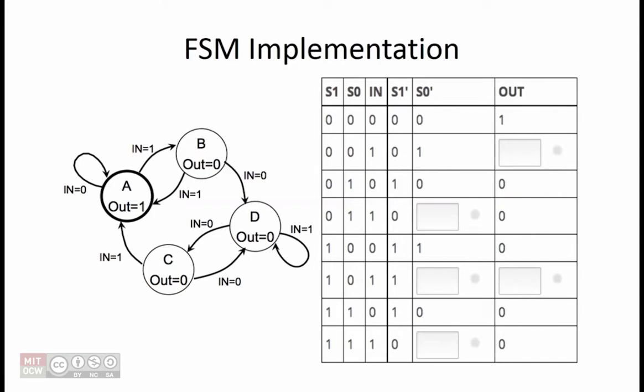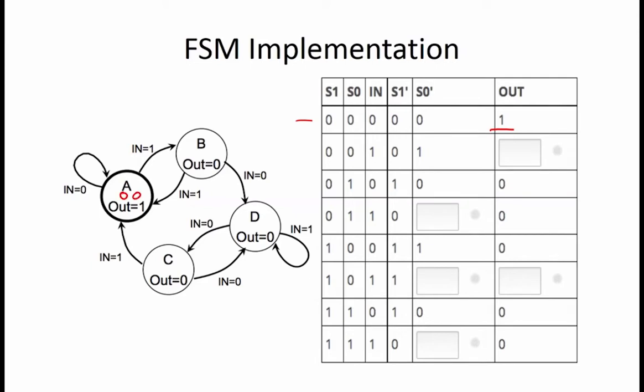In order to do this, we need to find the correlation between states A through D and their S1, S0 encoding. We begin by looking at the output column. We know that only state A has an output of 1, so state A's encoding must be 0, 0, and out equals 1 regardless of the input because it is a Moore machine.